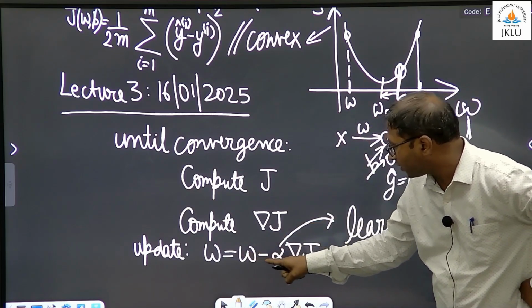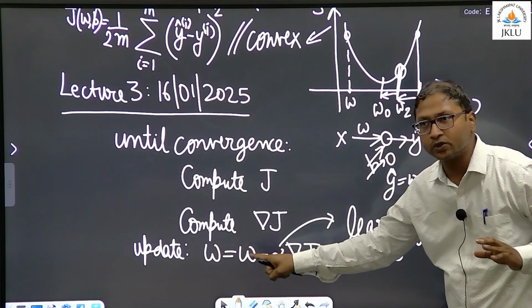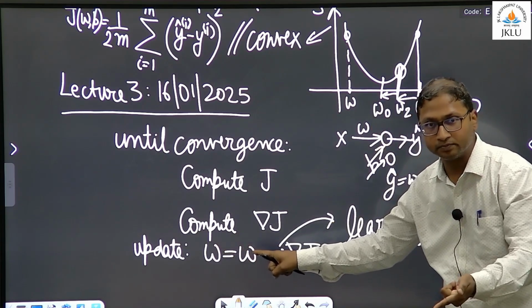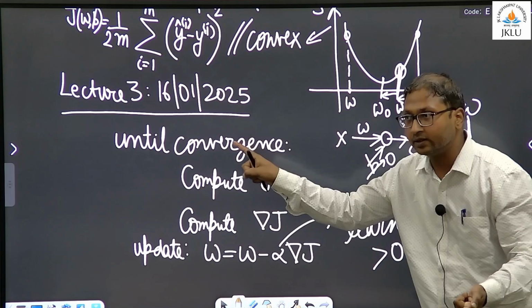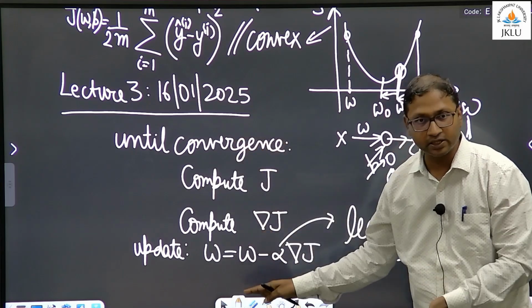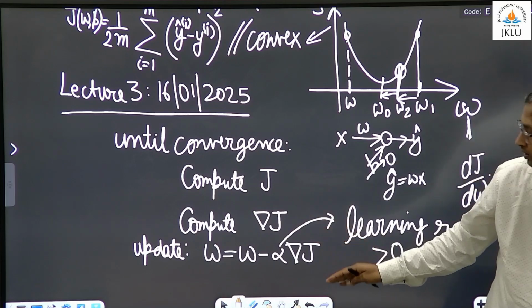What happens next now? I update W equal to W only, and I was supposed to run this loop until convergence. Have I hit the convergence? Let us say I have reached W naught, so then we are done.